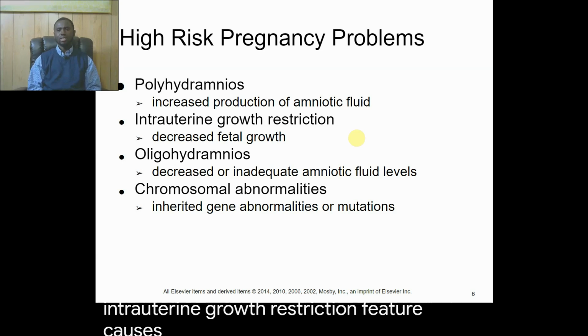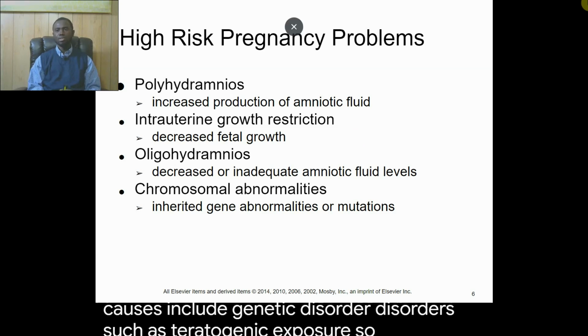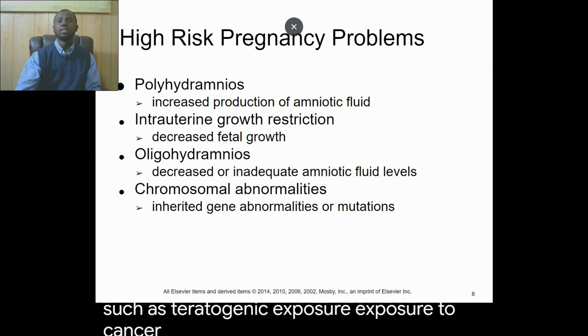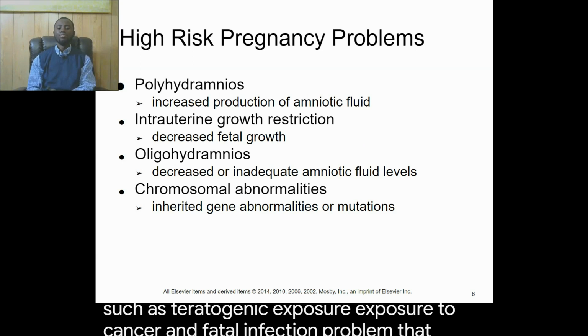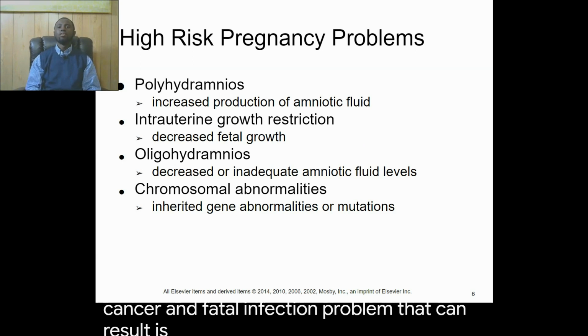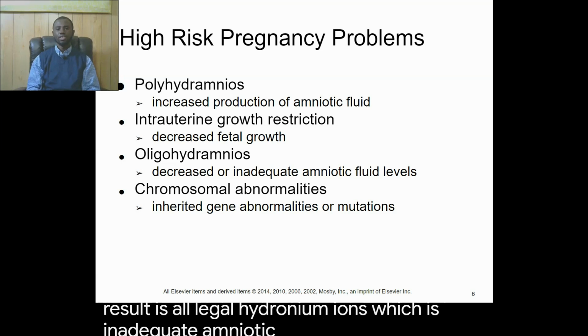Fetal causes include genetic disorders, teratogenic exposures, and fetal infection. Then the third problem that can result is oligohydramnios, which is inadequate amniotic fluid.